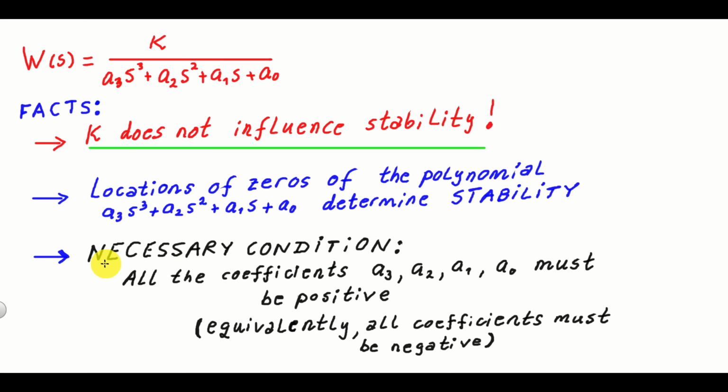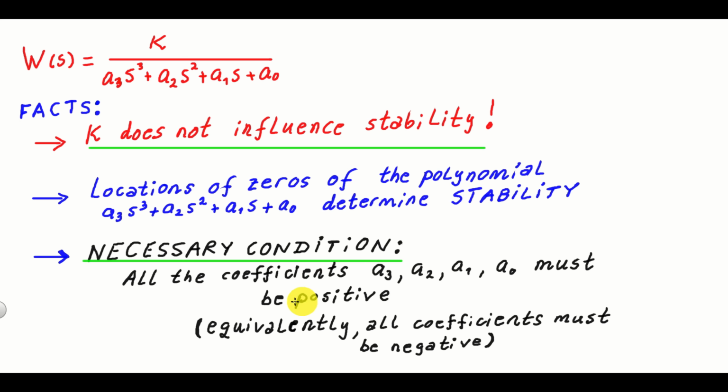And if this condition is not satisfied, you immediately know that the system cannot be asymptotically stable. So let's state this condition. This condition states that all the coefficients, that is, this coefficient, this coefficient, this coefficient, and this coefficient must be positive. Or equivalently, all the coefficients must be negative. That is, all the coefficients must have the same sign and none of the coefficients should be equal to 0.